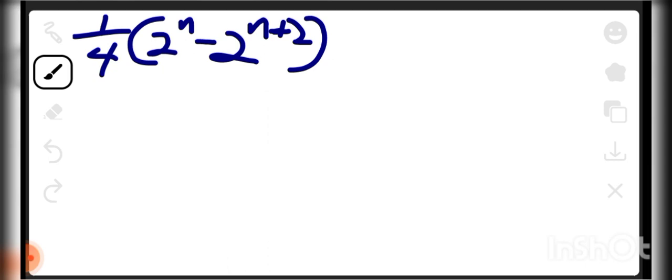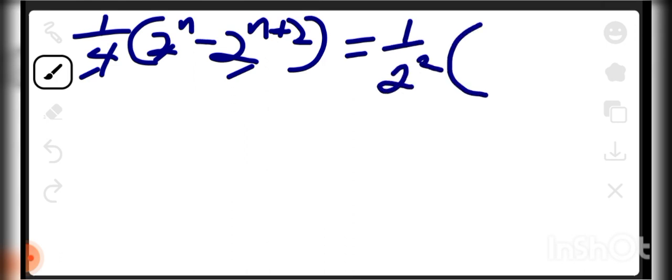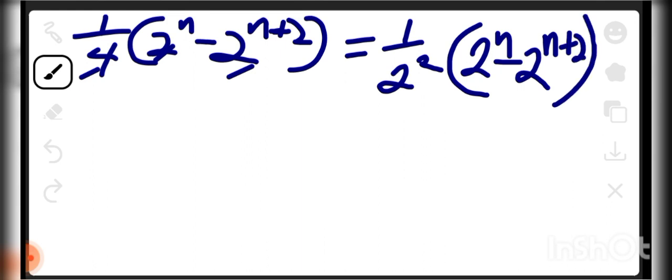The first thing, since the bases are 2, we're going to convert that 4 to a base of 2. So we're going to have 1 over 2 raised to power 2, which is equal to 4, times 2 raised to power n minus 2 raised to power n plus 2. That's what I'm going to have.